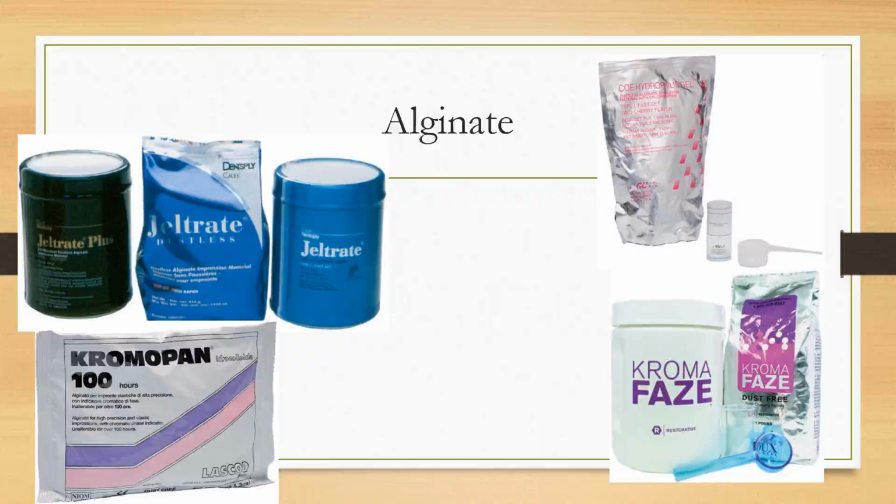And then the different types of impression materials, we've got alginate, and these are the different brands. I'm sure you're familiar with some of them. We've got Geltrade, Chromopan, Chromaphase, and then COE Hydrofuel Gel. So these are the different types that we have, and there are more brands of alginate. So we have to be familiar.